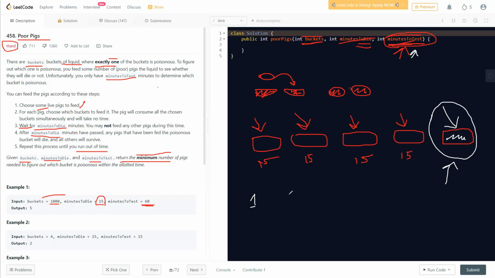So one pig can do four trials. I'm just taking this particular case. Don't generalize it now. Let's just understand it. In four trials, the pig can actually check how many buckets? Four plus one bucket. Why is it 4 plus 1? Because this is the one particular bucket that the pig didn't test, but we are sure that it's the culprit bucket. One pig in four trials can check 4 plus 1 buckets, isn't it?